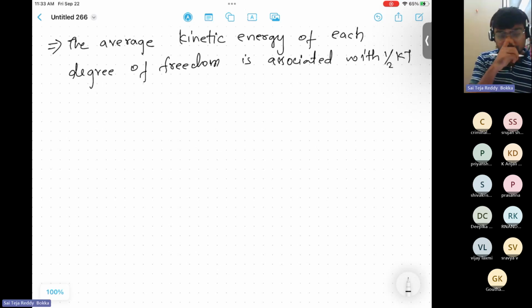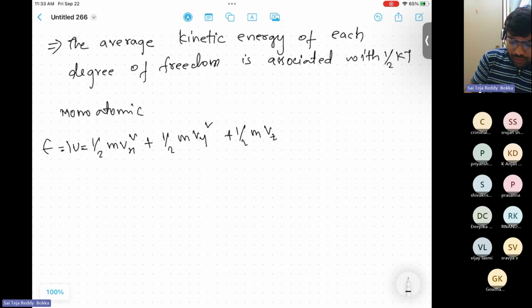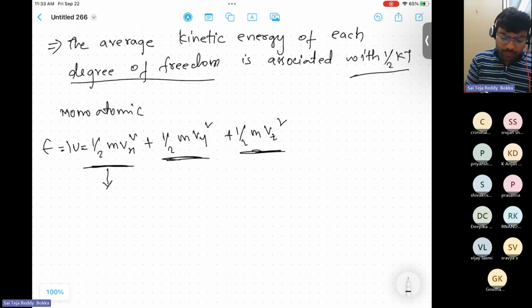So if we are considering, for suppose, monoatomic, in monoatomic what we have taken now, half m vx square, is equal to U equals half m vx square plus half m vy square plus half m vz square, right? So what I have said about a degree of freedom, it is all about independent energies in the system. Independent energies in the system, each associated with half kT, half kT, here half kT.